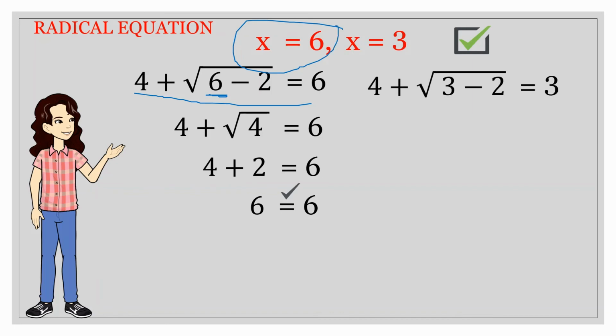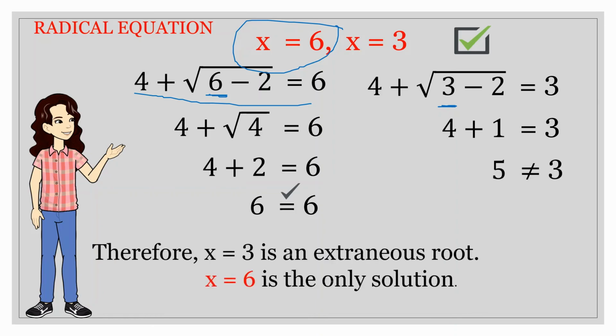How about if your x is 3? We need to substitute the value of x. So 3 minus 2 is 1. So 4 plus square root of 1, which is 1. So 4 plus 1 is 5, and 5 is not equal to 3. So this 3 is not the solution. Therefore, x equals 3 is an extraneous root. It does not satisfy the original radical equation, which is why we call it an extraneous root. And x equals 6 is the only solution. That's only one solution.